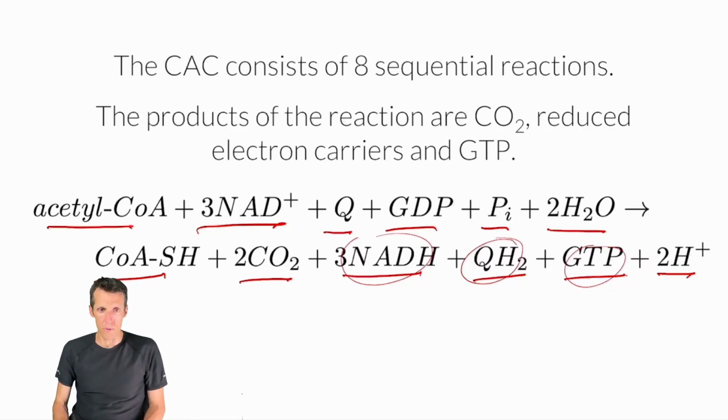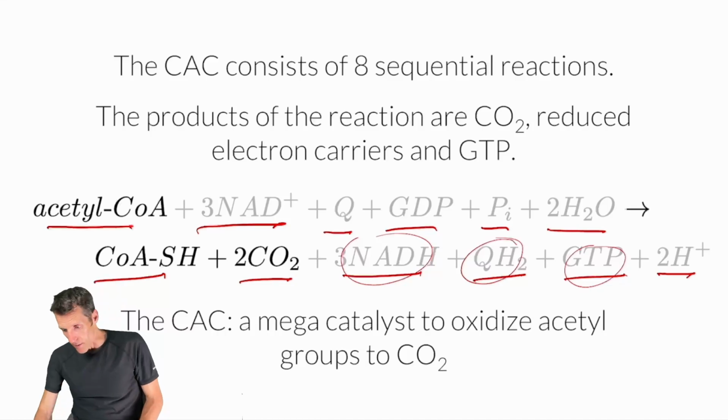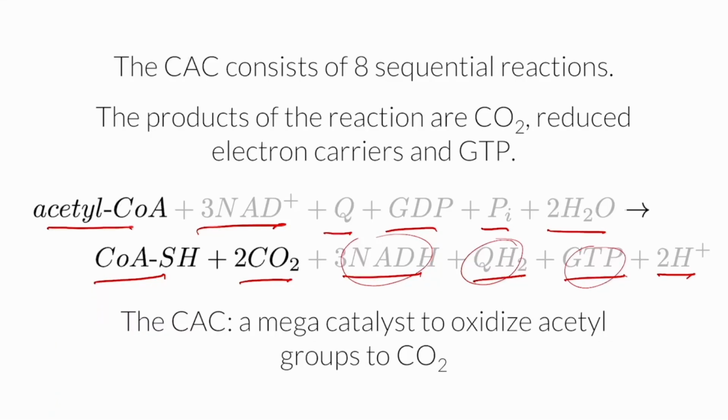And so what we're really looking at is a mega catalyst that takes an acetyl-CoA and generates a CoA and 2 carbon dioxides. So this whole complicated machine, you could think about it as a mega enzyme in a sense, right? It speeds up the thermodynamically favorable conversion of acetyl-CoA into a CoA plus 2 carbon dioxides. But along the way, we're going to capture a bunch of the electrons and a bunch of the energy in these intermediates, which are immediately going to be processed in the next steps, which I'll talk about in future videos.